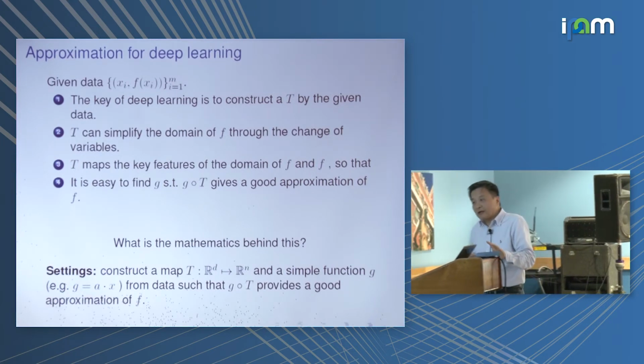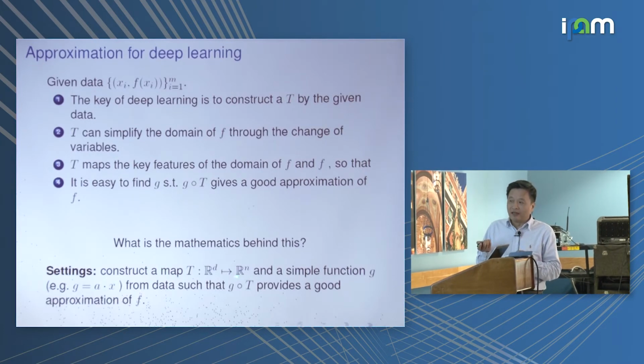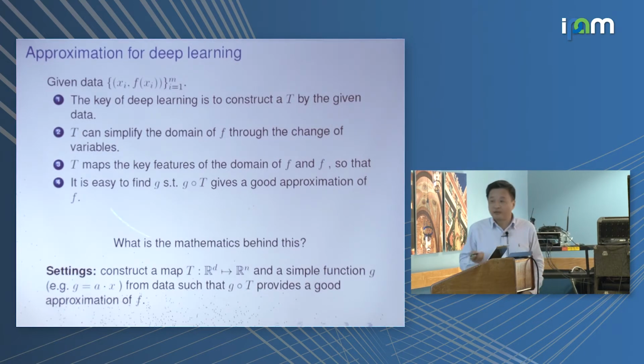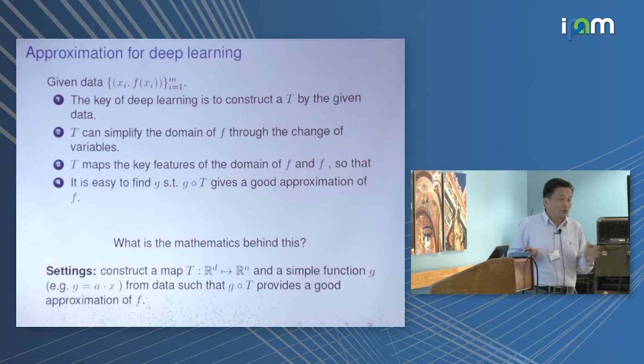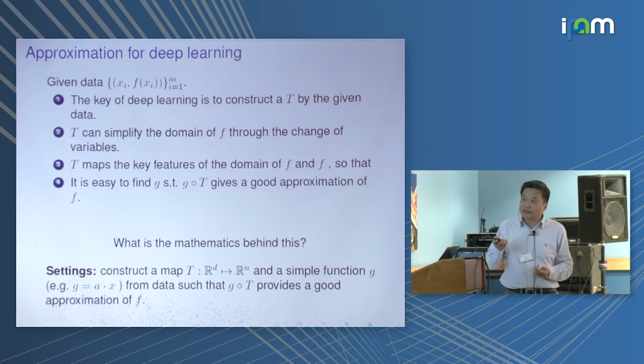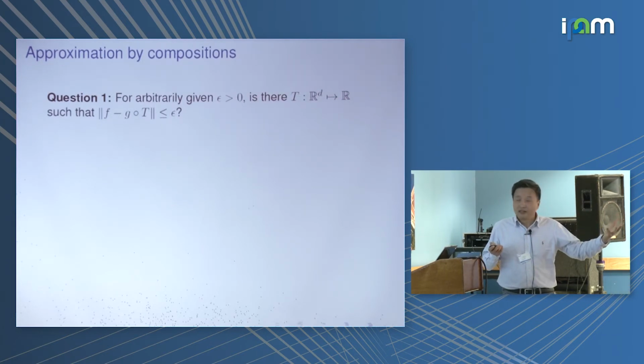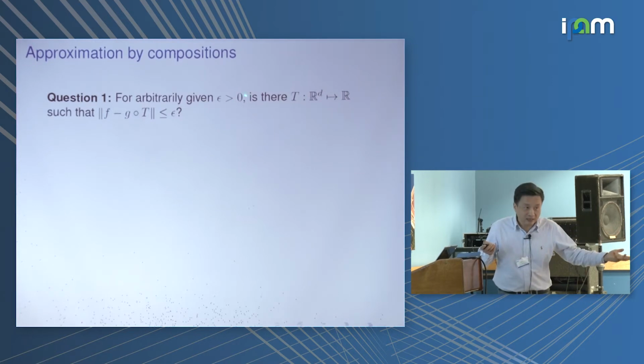Now the key issue is how to construct a map T from R^d to R^n from data, such that a simple function G, for example a linear function, composed with T can have a good approximation for f. That's what the whole learning procedure is doing. You find the T, how to do that. Okay, first question: for given f and G, can you always have a T mathematically?